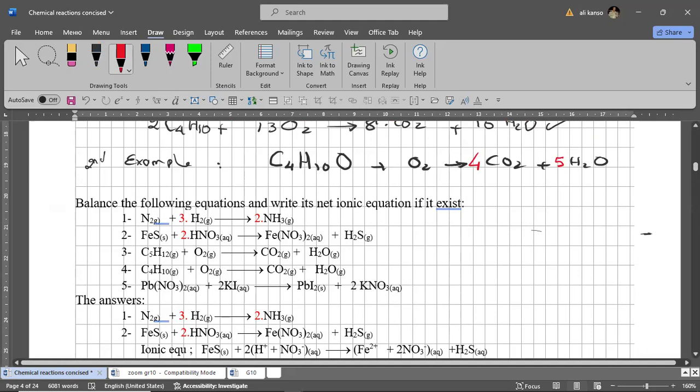Oxygen. Here we don't have only one source of oxygen, we have two sources. This is one source, one oxygen, plus here we have x. x times 2 equal to what? 4 times 2 is 8, plus 5 times 1 is 5. The answer will be 13. Solve this equation of one unknown. You can solve it.